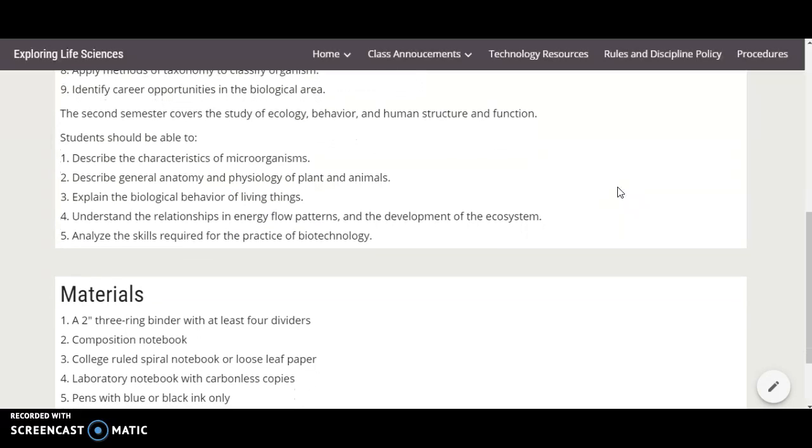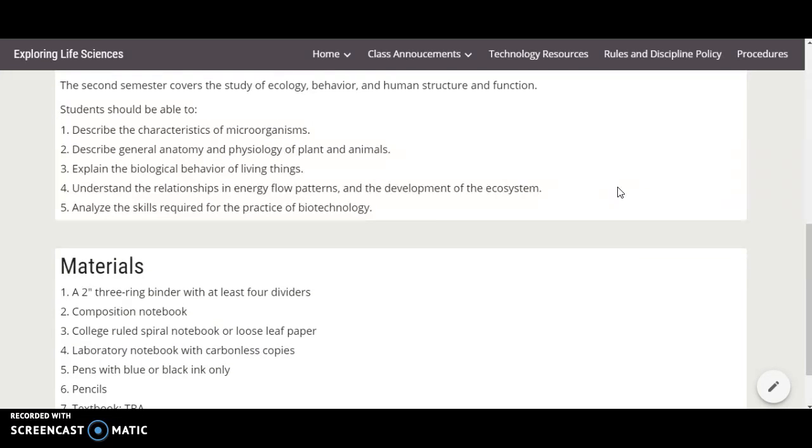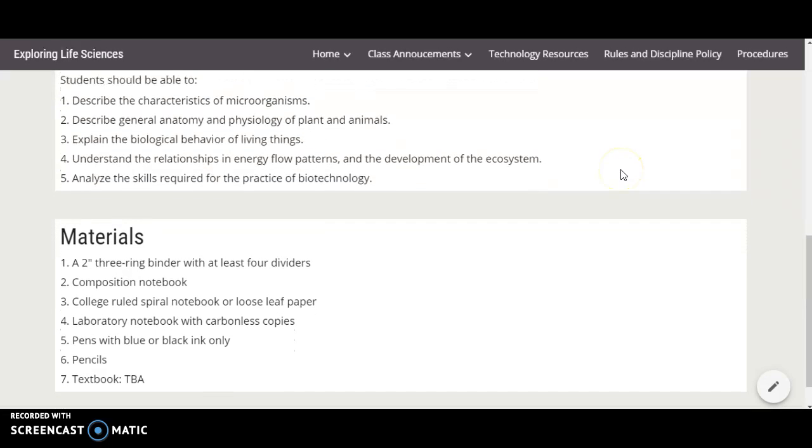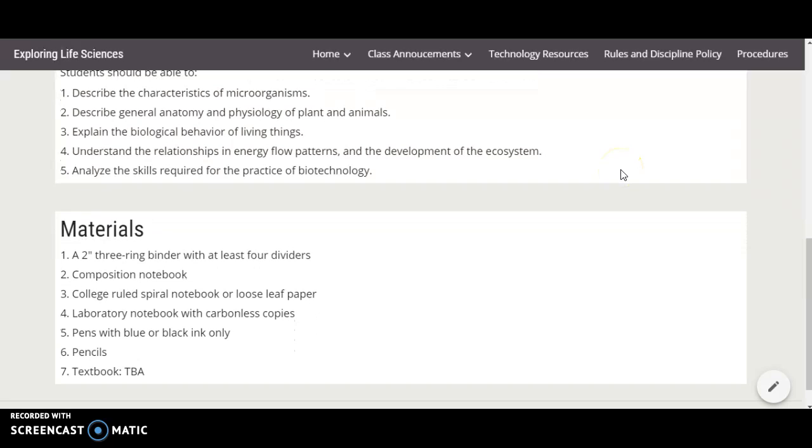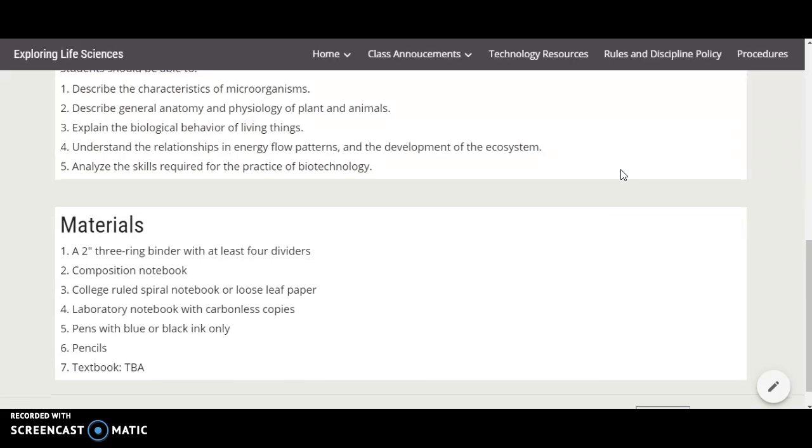The second semester of our course covers the study of ecology, behavior, and human structure and function. Students should be able to describe the characteristics of microorganisms, describe general anatomy and physiology of plants and animals, explain the biological behavior of living things, understand the relationships in energy flow patterns and the development of the ecosystem, and finally analyze the skills required for the practice of biotechnology.